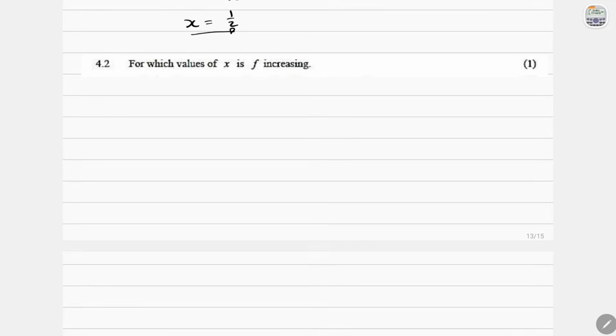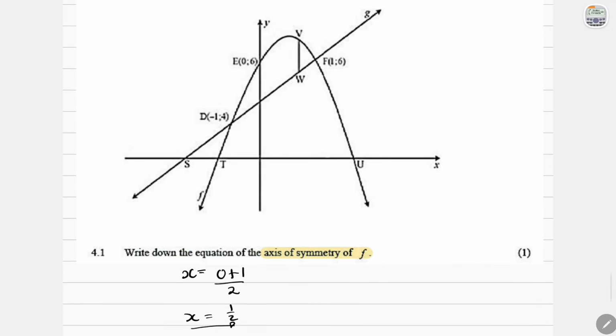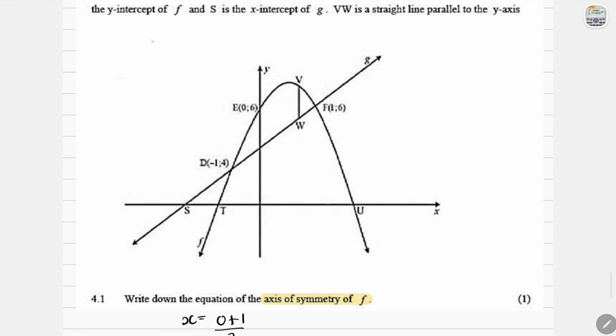Question 4.2 says, for which values of x is f increasing? So tell them the values of x where you see the graph of f is increasing. The graph of f does two things because it's a parabola. Starting from this side, it is moving up, so it's increasing. Once it reaches the turning point, it turns and starts to decrease. We need to answer in terms of x. Where it takes a turn is at the turning point, and the x value is 1 over 2.